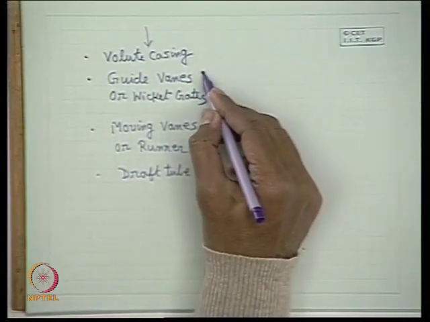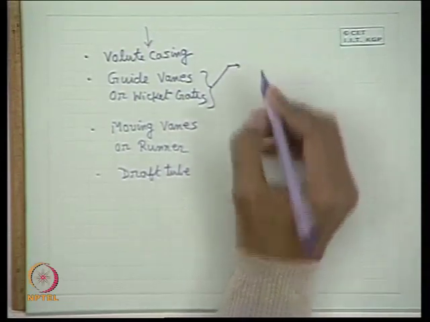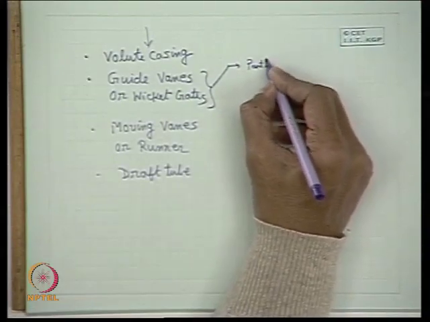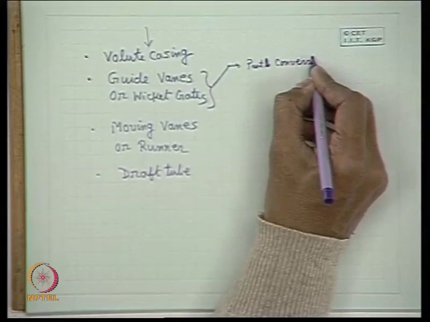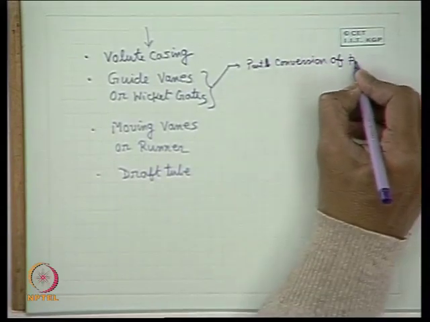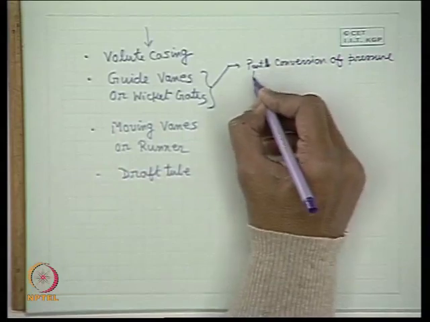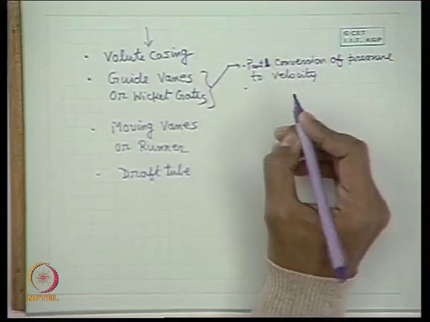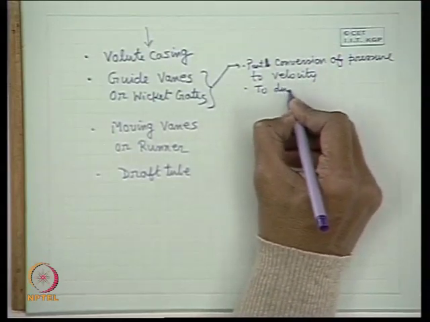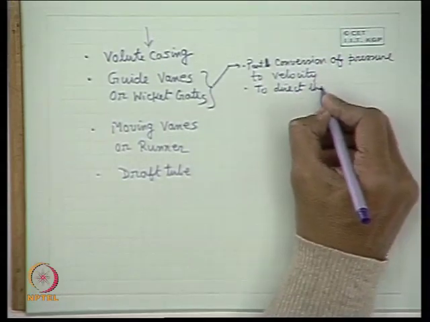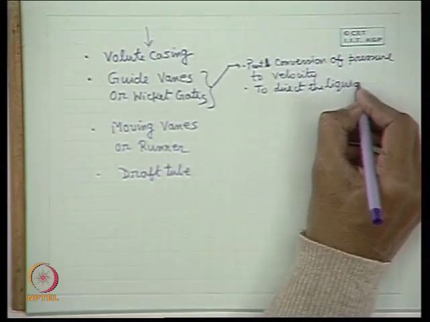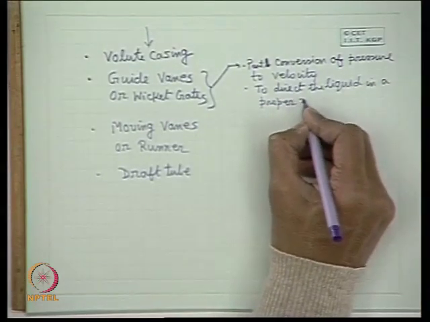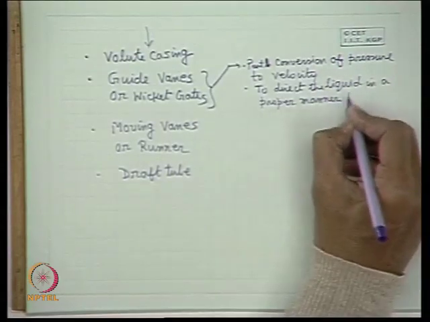The function of the guide vanes is to increase the velocity, that is, part conversion of pressure to velocity, and another function is to direct the liquid in a proper manner to the runner.